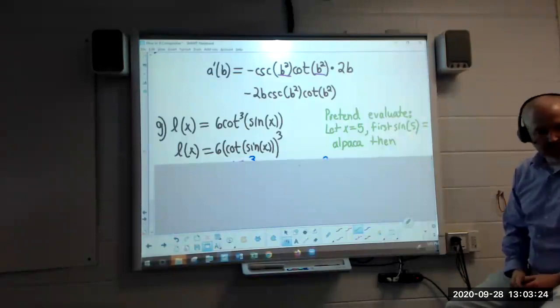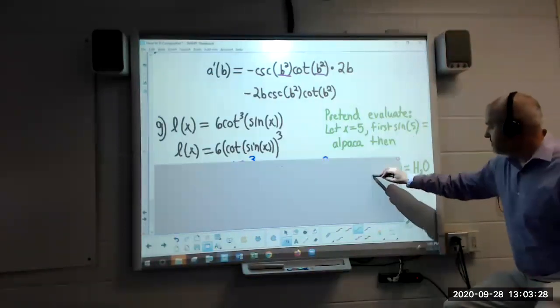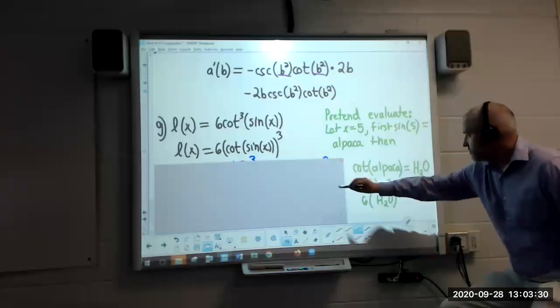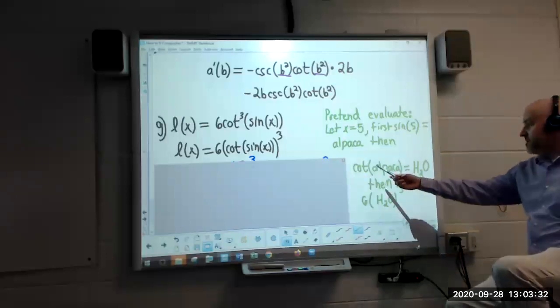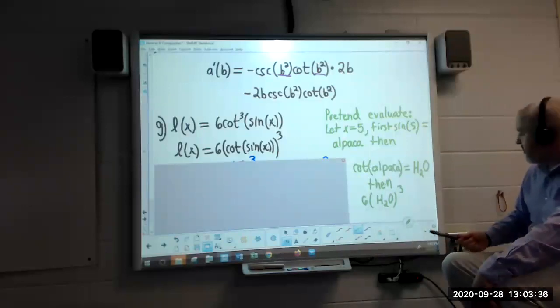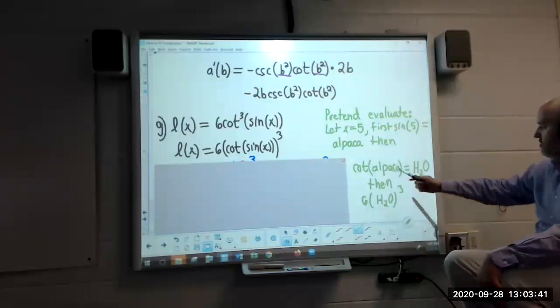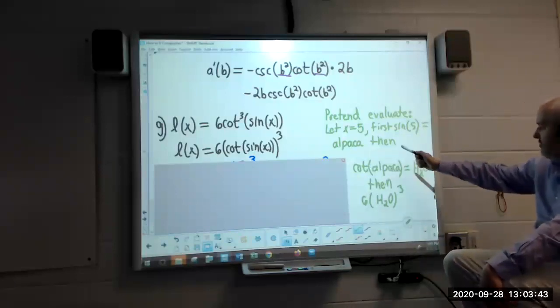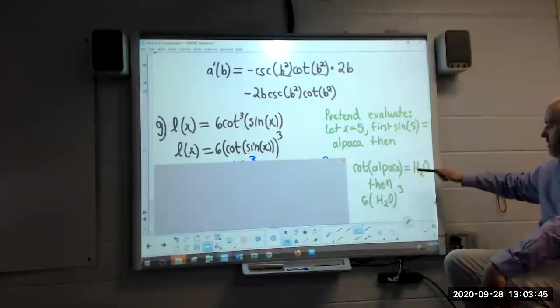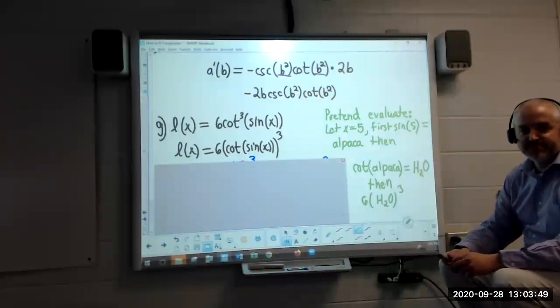Well, then you take the cotangent of that, correct? Yeah, we take the cotangent of alpaca. Okay. So the cotangent of alpaca, that's the new thing. And let's say the cotangent of alpaca is H2O. Well, what do you do after you've done the sine of 5 and then the cotangent of alpaca? You do 6 times H2O to the 3rd. And then chemistry flashbacks intensify.